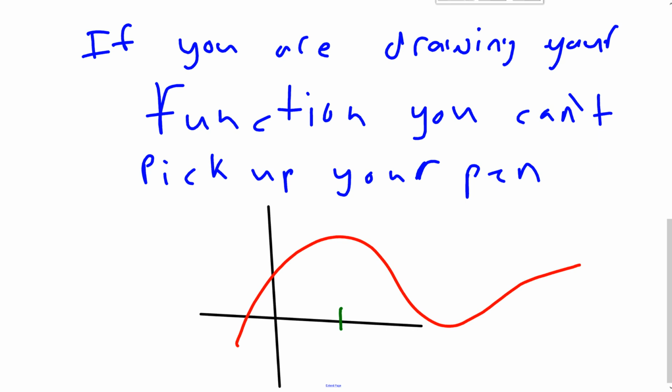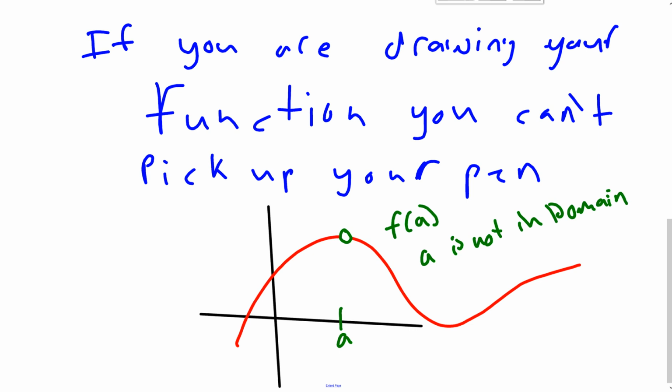So at some x value, I can't have an open circle here. Anytime I have an open circle, that means that f of a is not in there. It doesn't exist, so that means a is not in my domain. So that fails condition number one.